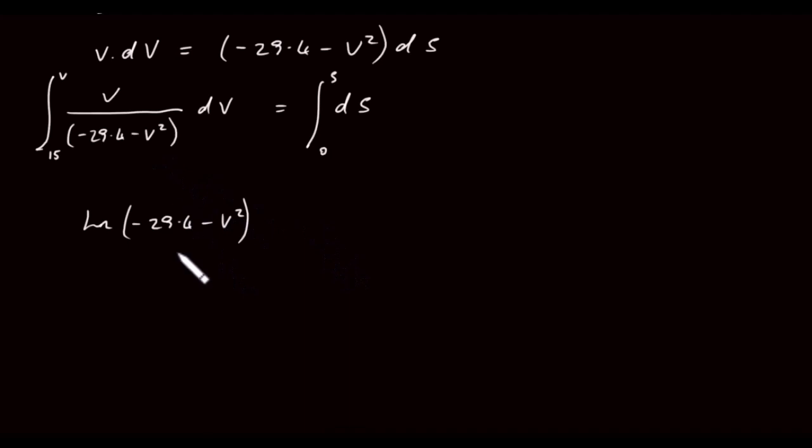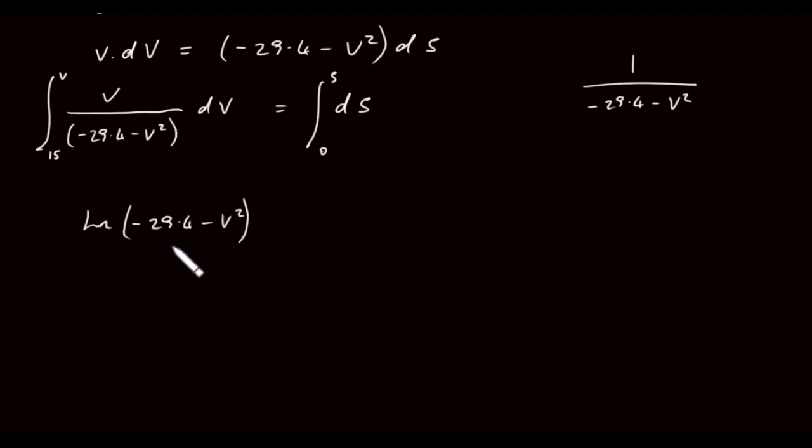So is that correct? Well, the log of minus 29.4 minus v squared, if we were to differentiate that, we would get 1 over minus 29.4 minus v squared anyway. And then because it's not log of v, it's log of some function of v, we've got to differentiate what's inside the bracket as well. We're using the chain rule.